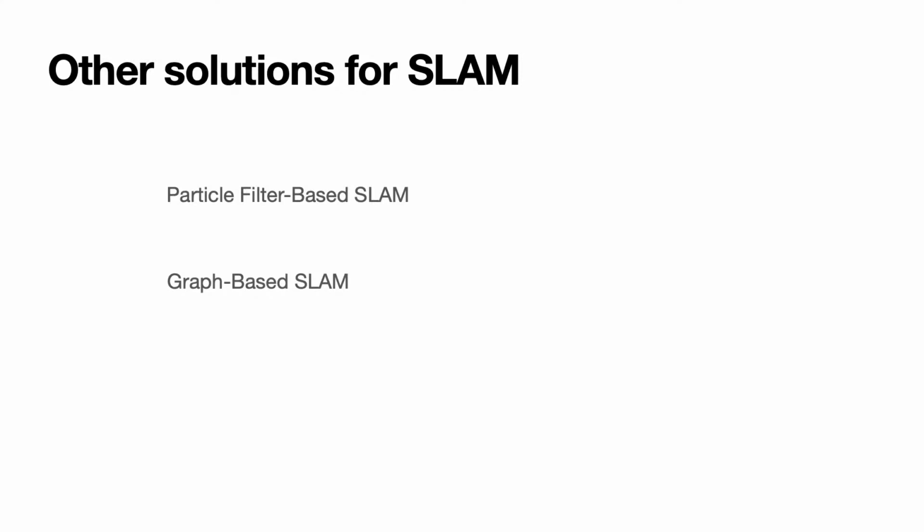Other very popular solutions for SLAM are firstly particle filter-based SLAM, or also called fast SLAM, which also is based on Bayes filters, but has the advantage of not being limited to Gaussians, and graph-based SLAM, which is using graph theory to solve the problems presented by SLAM. On particle filter-based SLAM or fast SLAM, there's also a chapter in the book, which is covered in another video.